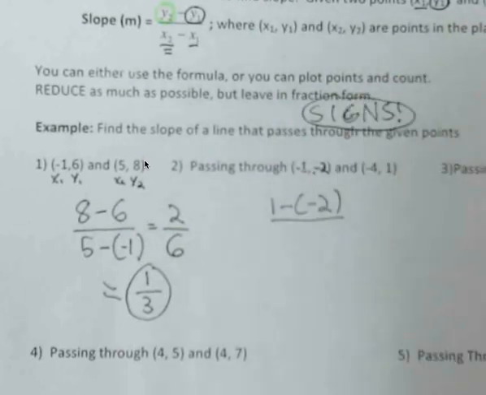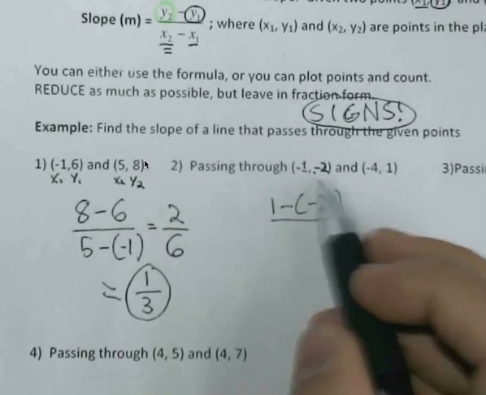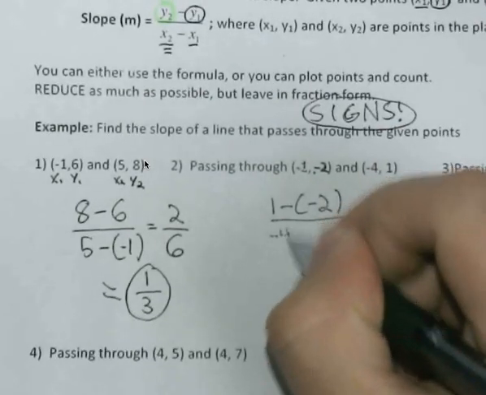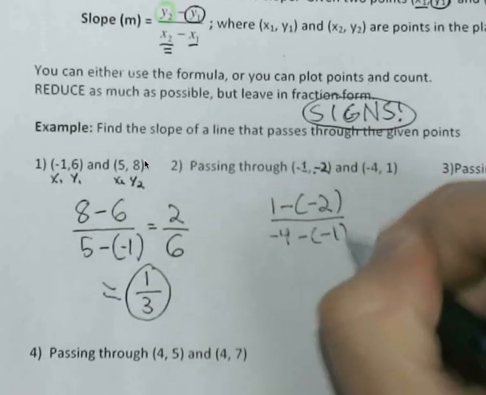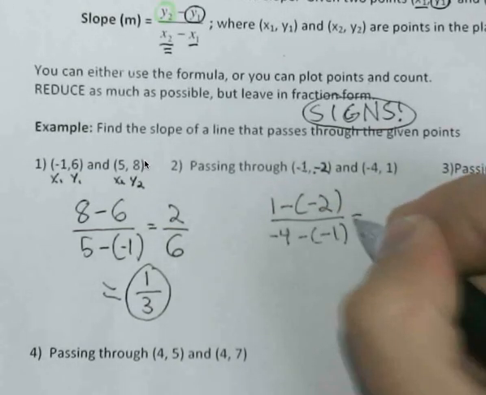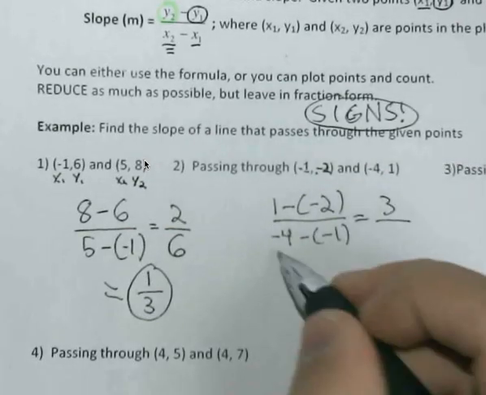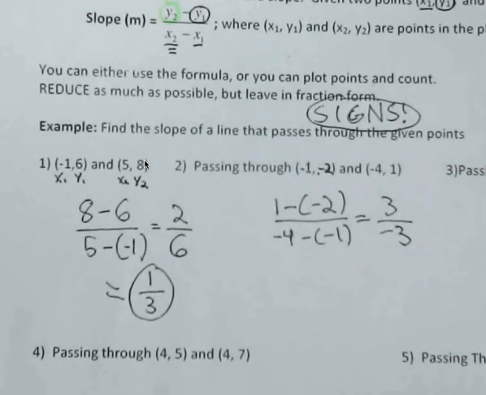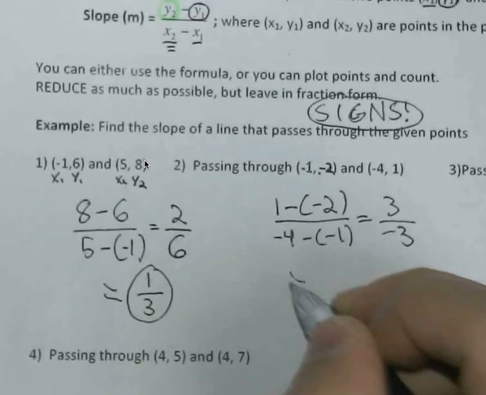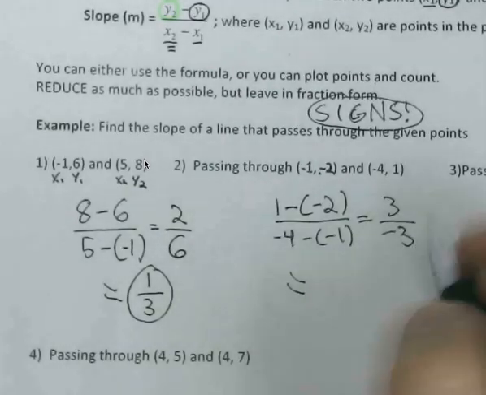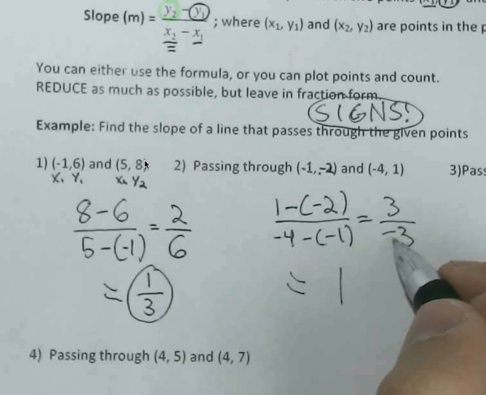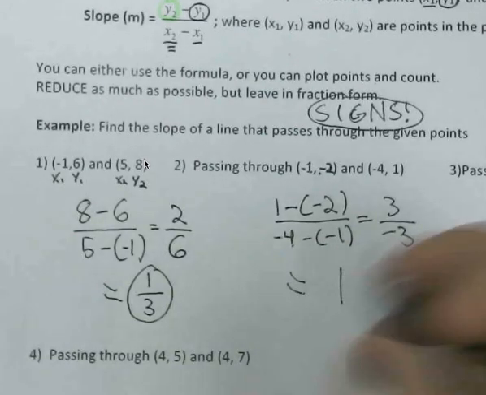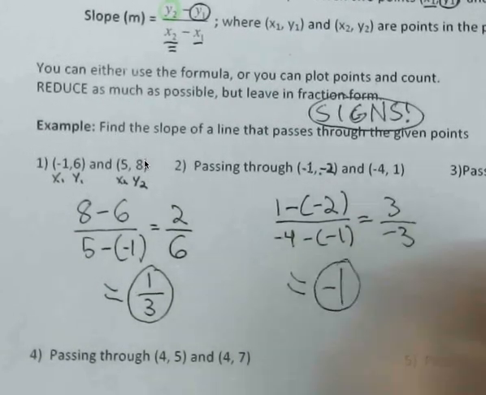Super crucial. So we have 1 subtracting -2, -4 subtracting -1. 1 minus -2 gets us 3. -4 subtracting -1 gets us -3. Can we simplify this further? 3 over 3 is just 1. But since this is a -3, make sure that it's a -1 altogether for the slope.